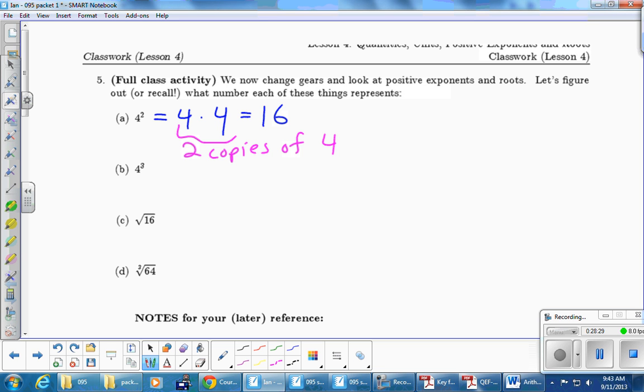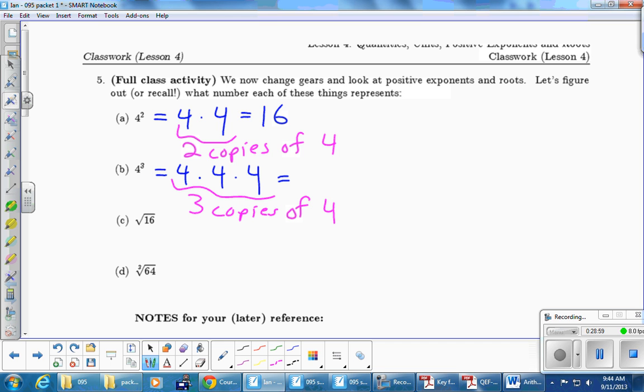Okay, 4 cubed. Again, I don't really care what the answer is, but I want to know what it means. It means 4 times 4 times 4. How do we know that's what it means? 3 copies. Yes, yeah, that's how you would say it out loud. 4 to the 3rd power. The 4 is called the base. Excellent.